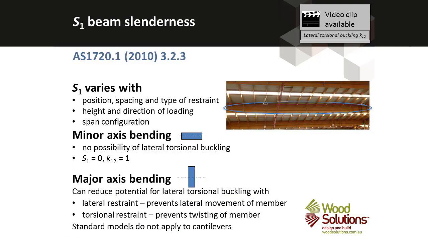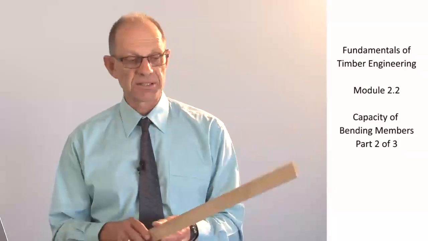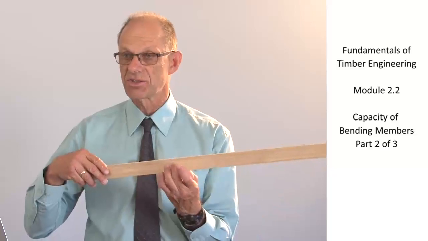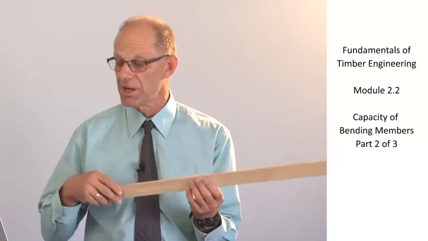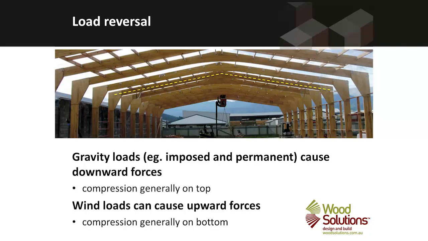And that will give you an appropriate value of material constant to use. The main driver of the K12 factor is the beam slenderness. And this S1 value varies with the type of loading, the type of restraint to the member, whether it's in minor or major axis, and the lateral restraint that is often offered to the member by the other members in the system. And we need to consider very carefully load reversal.